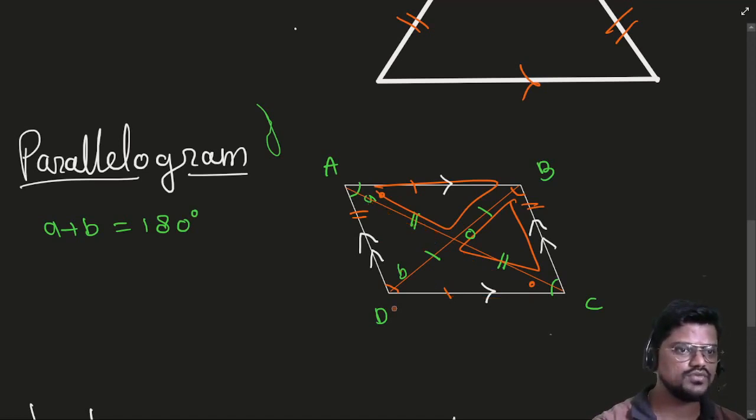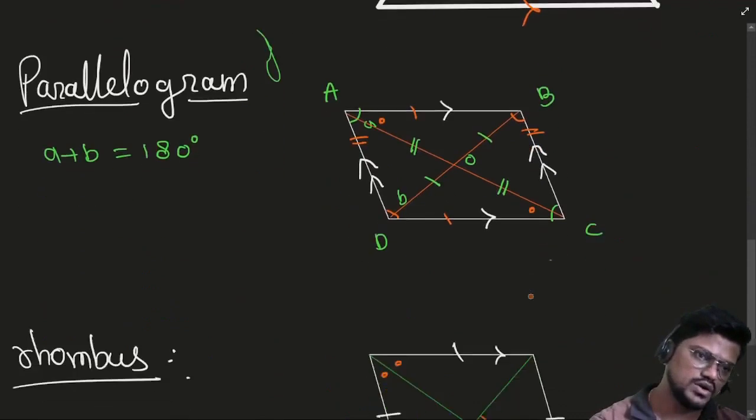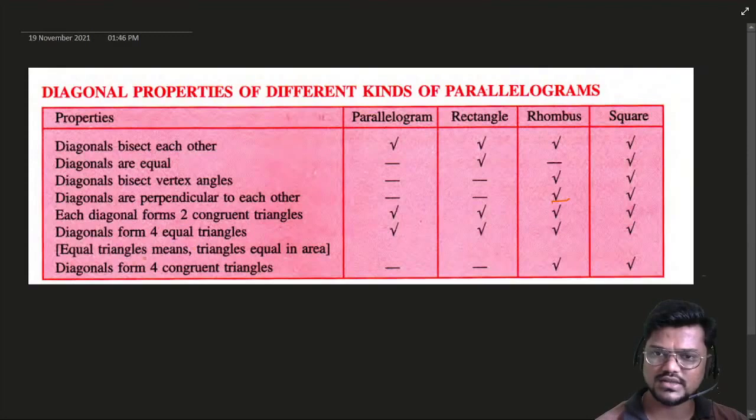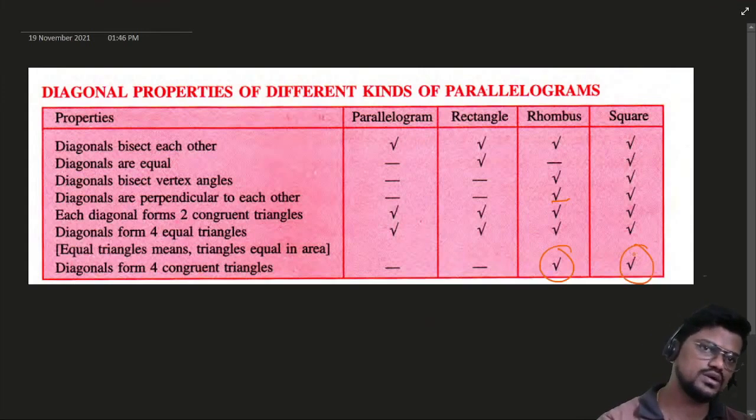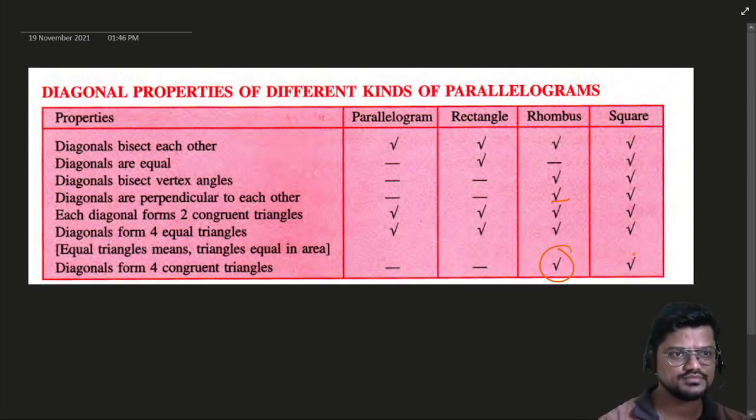Okay, the area of all the triangles will be equal. It is there in parallelogram, even in rhombus, even in square, even in rectangle. Got it? The areas are always equal. After that, diagonals form four congruent triangles. Four congruent triangles, that is only in rhombus and square, not in parallelogram, not in rectangle. Clear? Up to here it is clear? Yes. Okay. Any doubt in this you can ask.